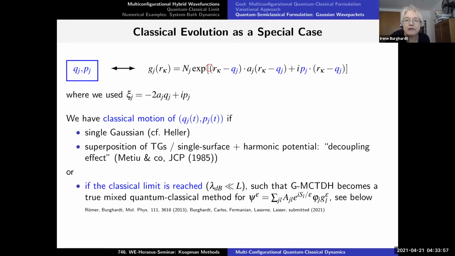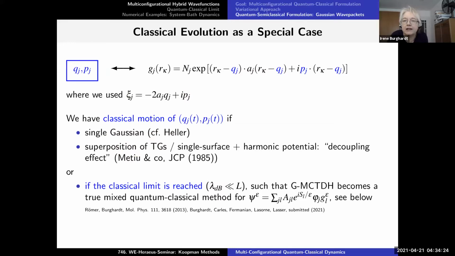Okay, the classical evolution follows as a special case. So first, if we have just a single Gaussian wave packet, we know that we get classical motion of the phase space points defined in terms of Q and P. And there is also a special case where we have superpositions of frozen Gaussians, so those with a fixed width matrix. Then we also get simple classical equations of motion.